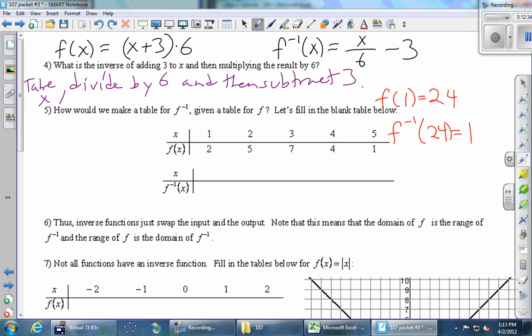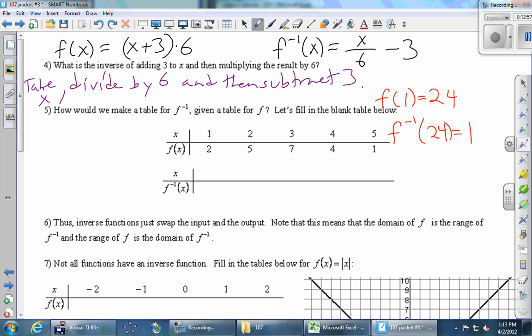Okay, so I've given you a table with function values. And now we're going to try to fill in a table for the inverse function. Let's take a look at what happened up here in this red example. Where did 1 go? Went to 24. And where did 24 go? Back to 1. So we can see what happens when you go from a function to the inverse.